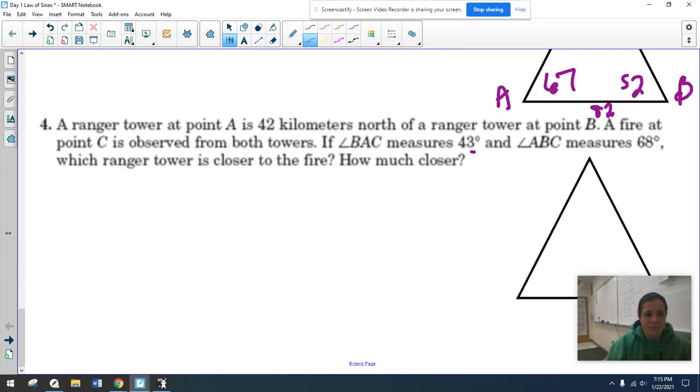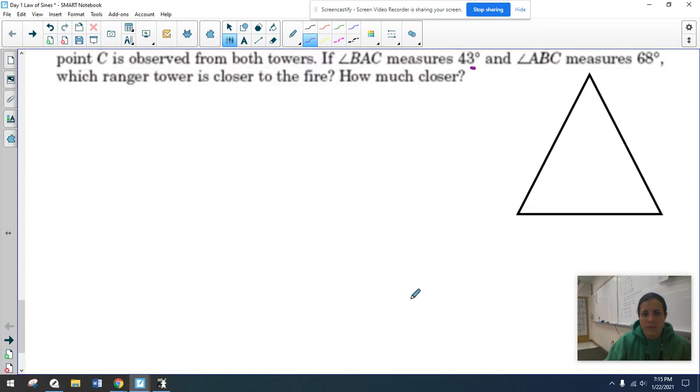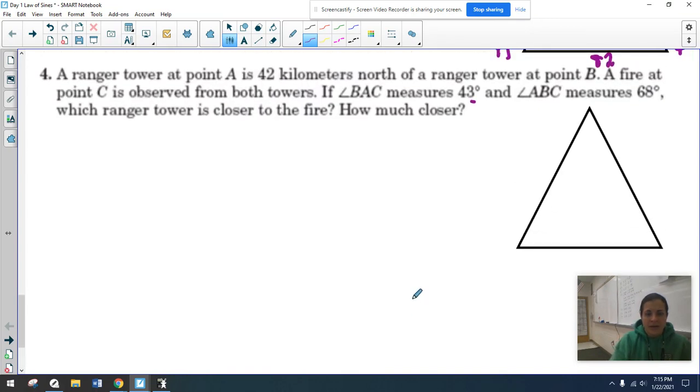Okay, one more. So it says a range tower at point A is 42 kilometers north of point B. So if I put A north of point B, it's not true north, but you know. So this is 42. A fire at point C is observed from both towers. If BAC is 43 and ABC is 68, which tower is closer to the fire?